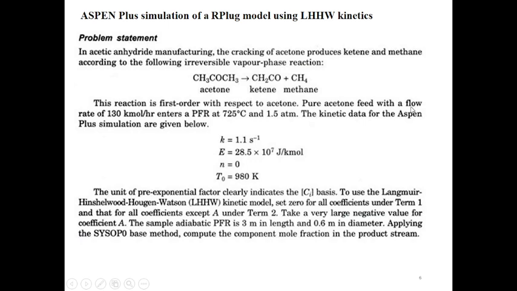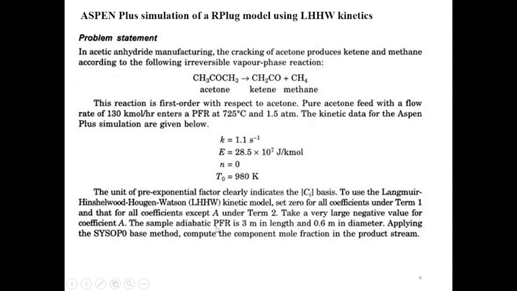Pure acetone feed with a flow rate of 130 kmol per hour enters a PFR at 725 degrees Celsius and 1.5 atmosphere. The kinetic data for the Aspen Plus simulation are given below. The unit of the pre-exponential factor clearly indicates the SI basis. To use the Langmuir, Hinshelwood, Hougen and Watson, that is the full form of the LHHW kinetic model, set 0 for all the coefficients under term 1 and for all coefficients except A under term 2. Take a very large negative value for the coefficient A.